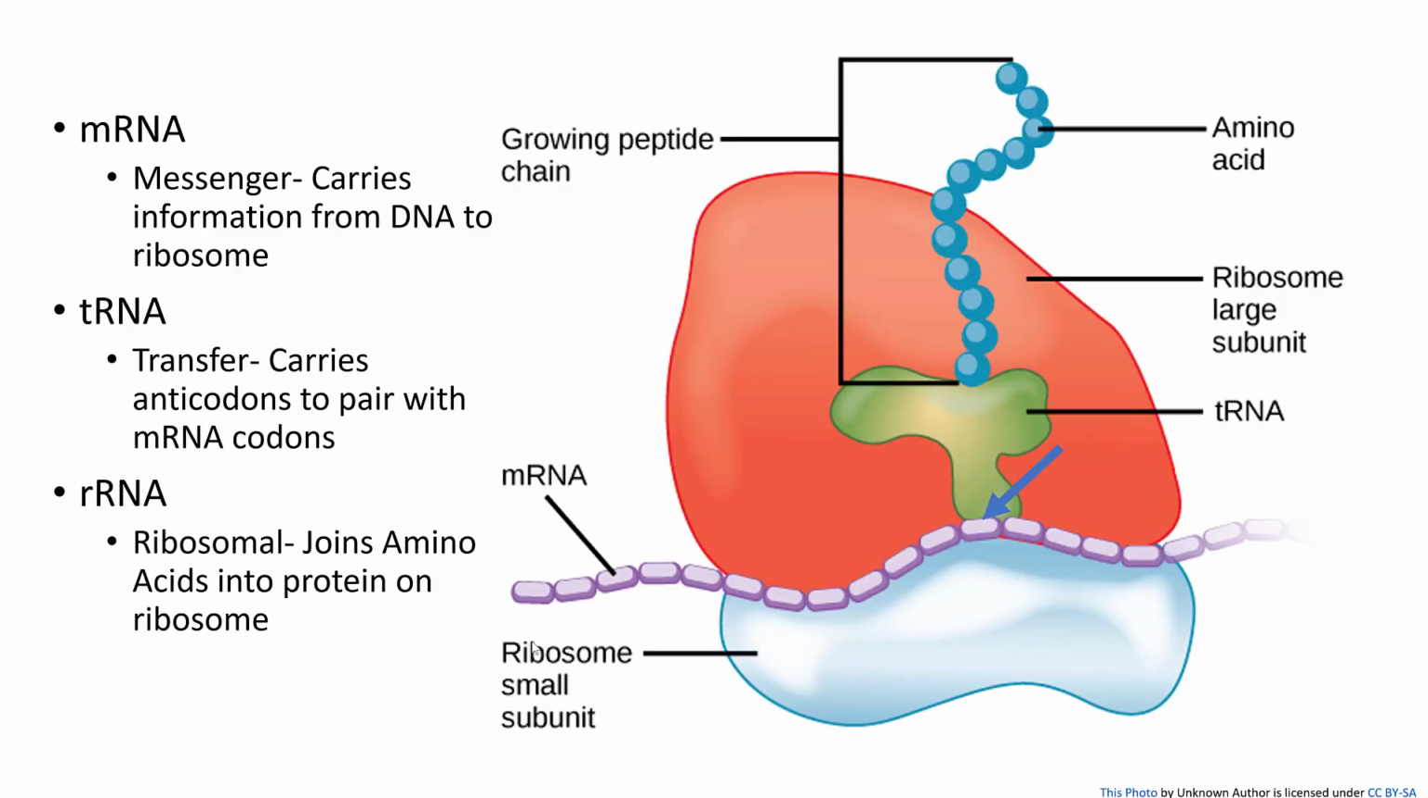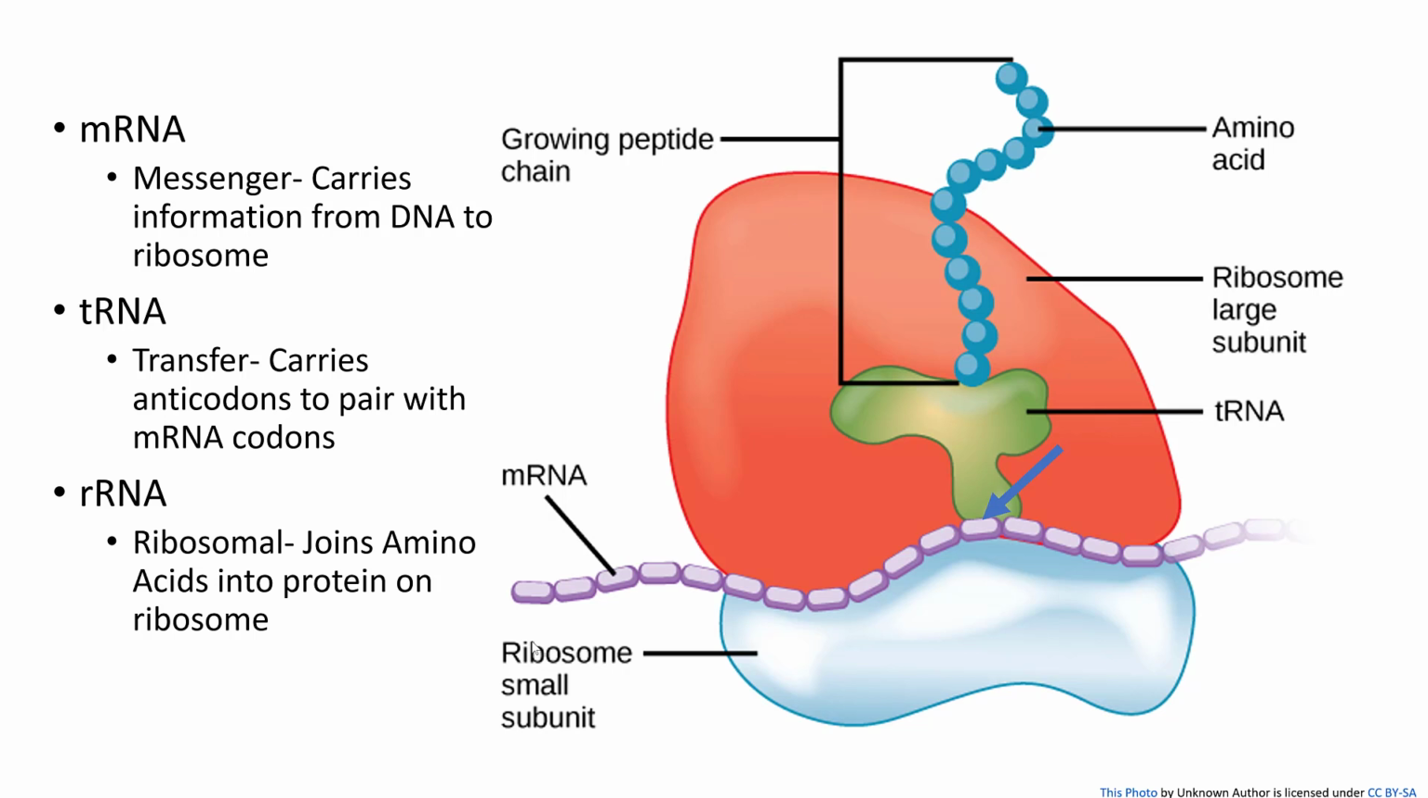There are 3 different types of RNA that we're going to talk about. We have messenger RNA, or mRNA, tRNA, or transfer RNA, and rRNA, or ribosomal RNA. So mRNA is the messenger. It carries information from the DNA to the ribosome. So mRNA is a single strand. It enters the nucleus. It reads the genetic blueprint, and it exits the nucleus and goes out into the wilds of the cell. Transfer RNA carries anticodons to pair with the mRNA codons.